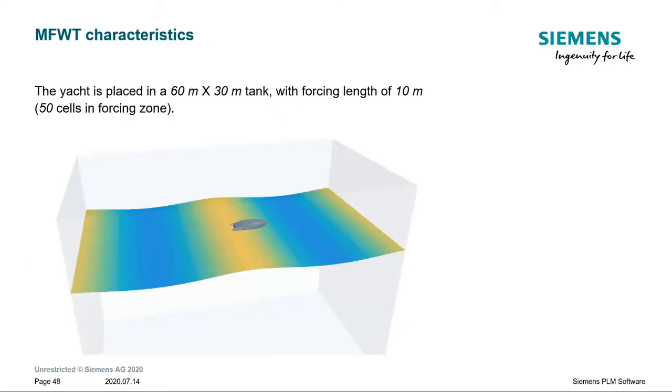My moving forced wave tank is a box of 60 meters by 30 meters with the boat in the middle, and we have a forcing length of 10 meters. This means that we have around 50 cells across the forcing zone, which is enough to provide a smooth application of the forcing terms in the equations.